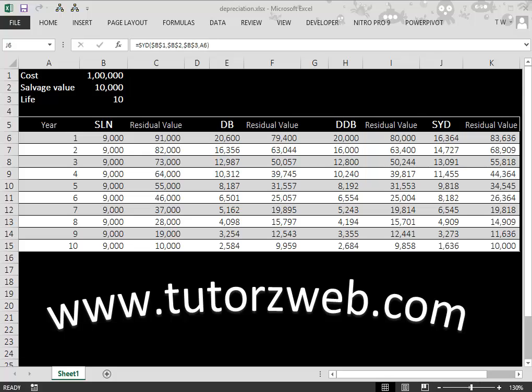In the second year, you add the remaining digits 4 plus 3 plus 2 plus 1, which is 10. Then you multiply the cost less the salvage by 4 by 10, which is 2 by 5. The sum of years function parameters are similar to the previous method: cost, salvage, life, and period.